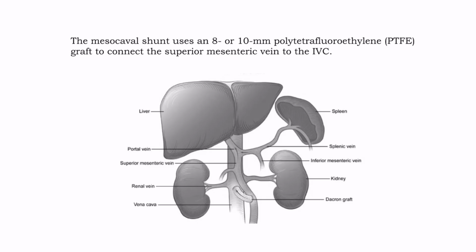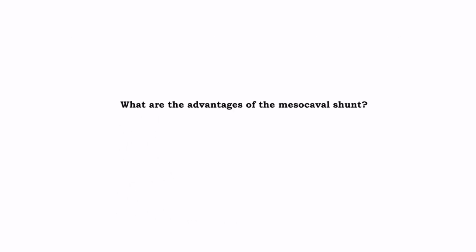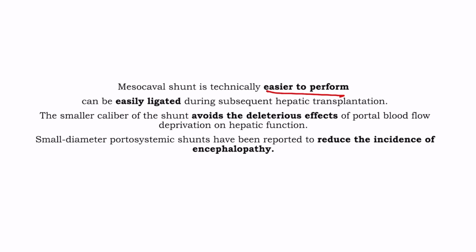What is mesocaval shunt? The mesocaval shunt uses an 8 or 10 mm polytetrafluoroethylene graft to connect the superior mesenteric vein to the IVC. What are the advantages of the mesocaval shunt? Mesocaval shunt is technically easier to perform and can be easily ligated during subsequent hepatic transplantation. The smaller caliber of the shunt avoids the deleterious effects of portal blood flow deprivation on hepatic function. Small diameter portosystemic shunts have been reported to reduce the incidence of encephalopathy.